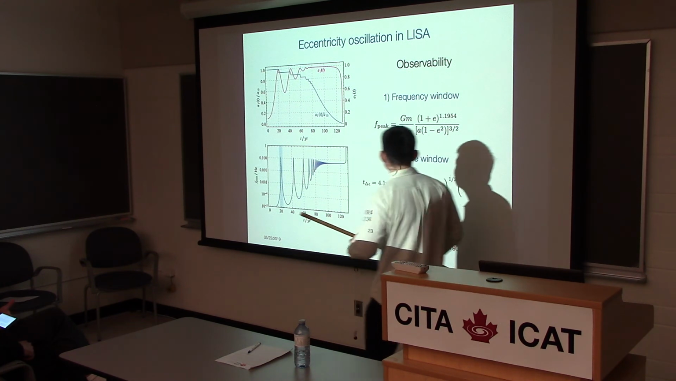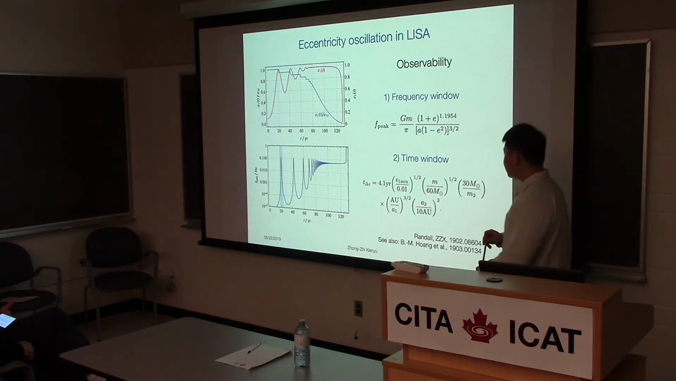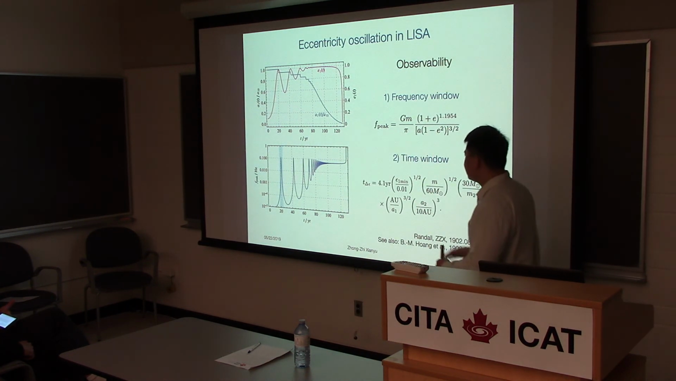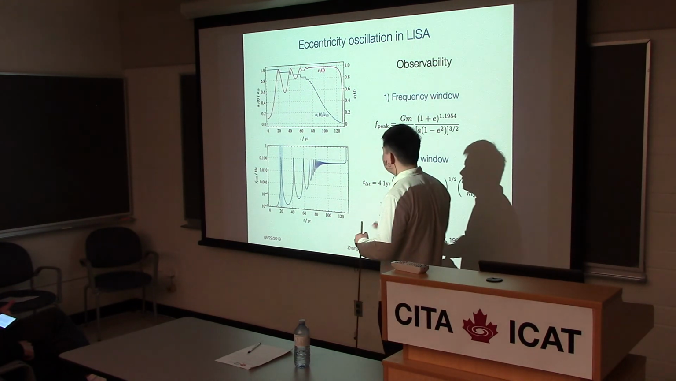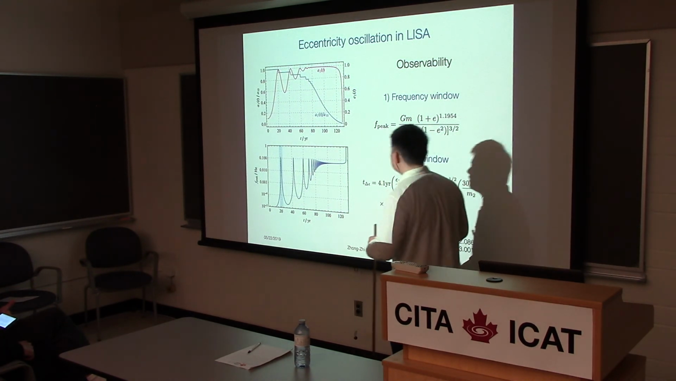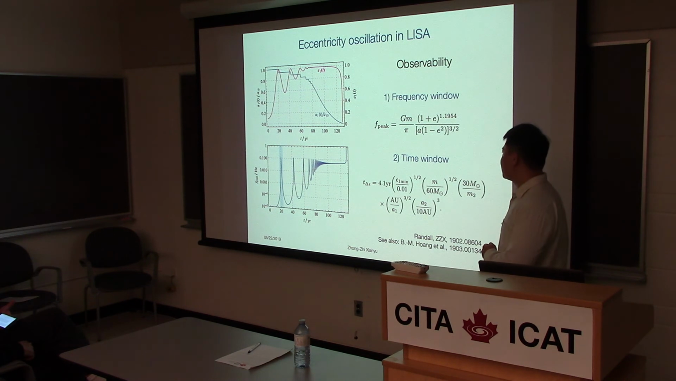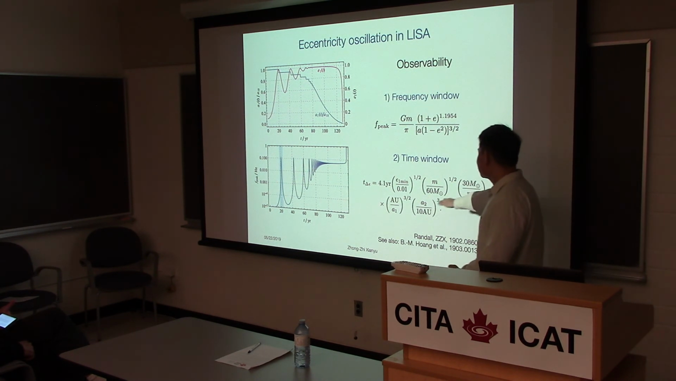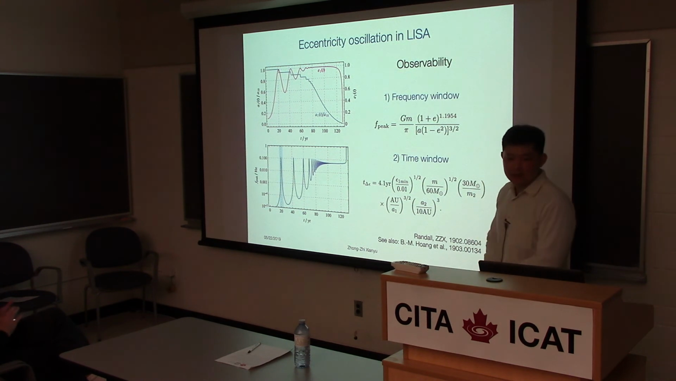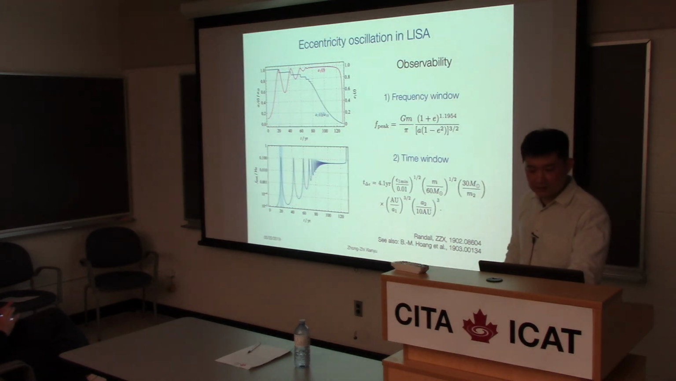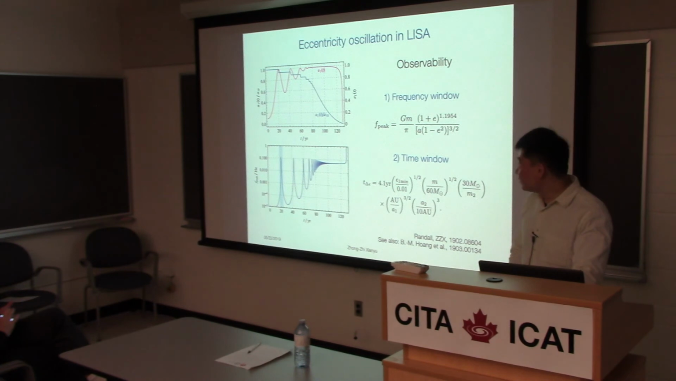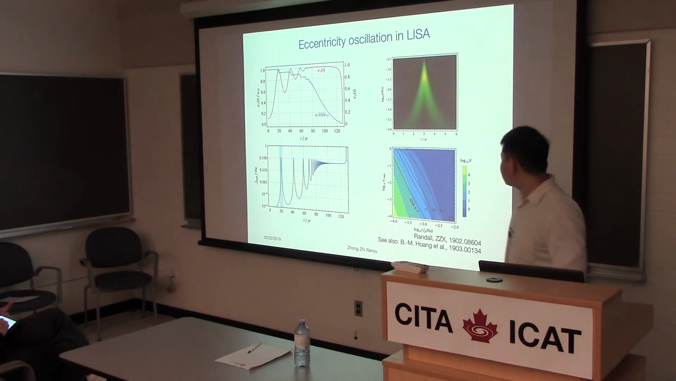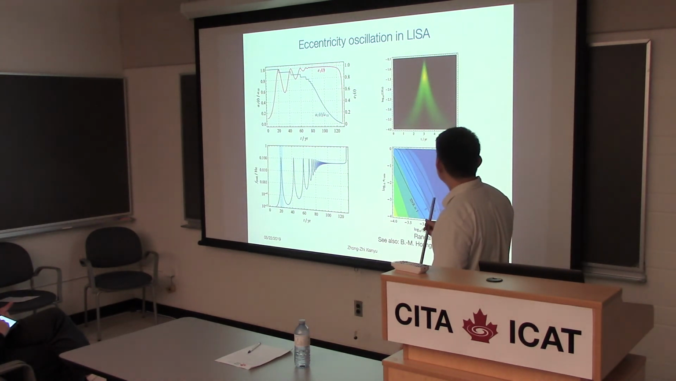And for this to be observable, it is very important that the time duration of this oscillation is comparable to your LISA time. So we also do this. For the typical range, this is just several years, perfectly matching the LISA time. And if you plot the frequency spectrum, you will see a shape like this.